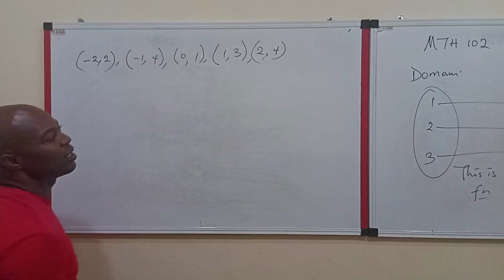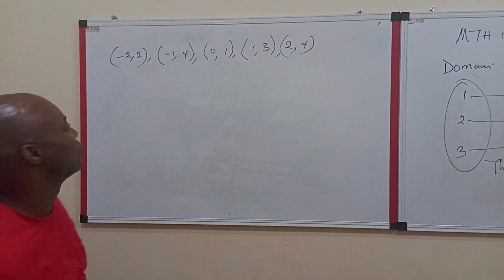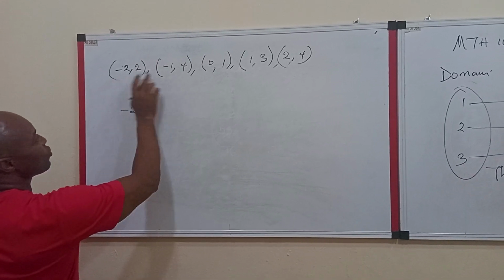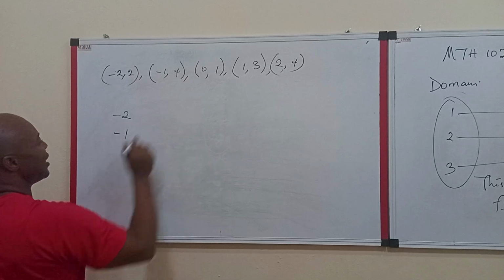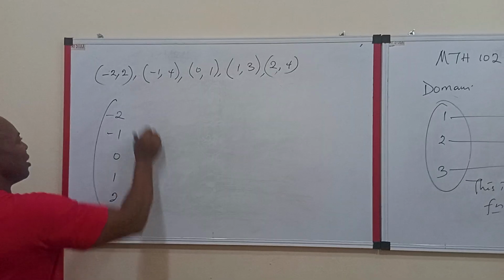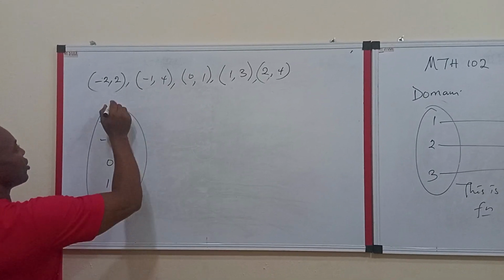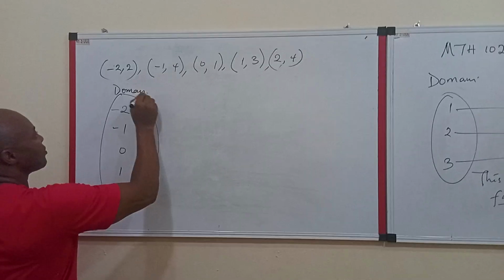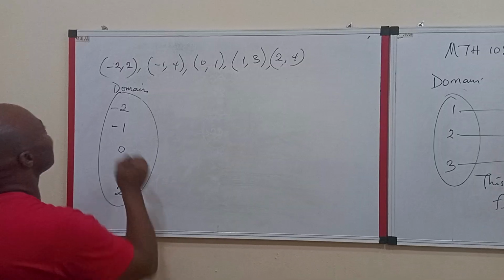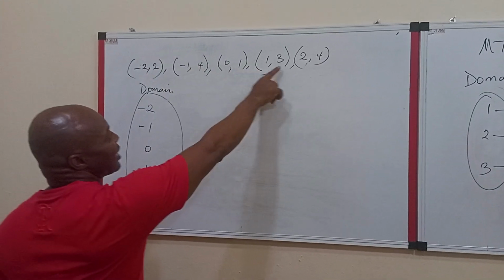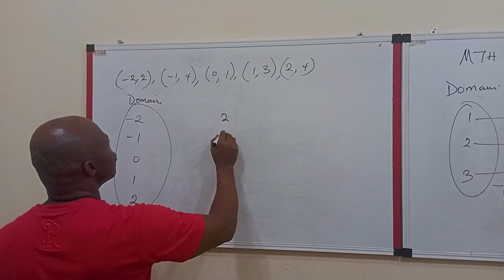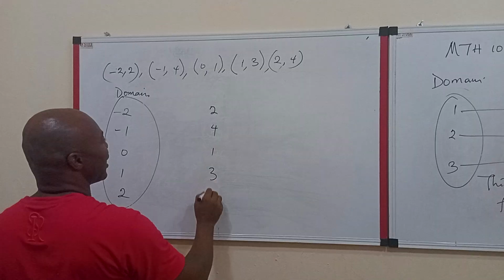So based on what I have explained here, which one is our domain value? You will see our domain value here is -2, because it is the first one. Here is -1, here is 0, here is 1, and there is 2. So these are the domain values for this relation we have. Then the range values will be the last ones. The range values here become 2, 4, 1, 3, and 4.